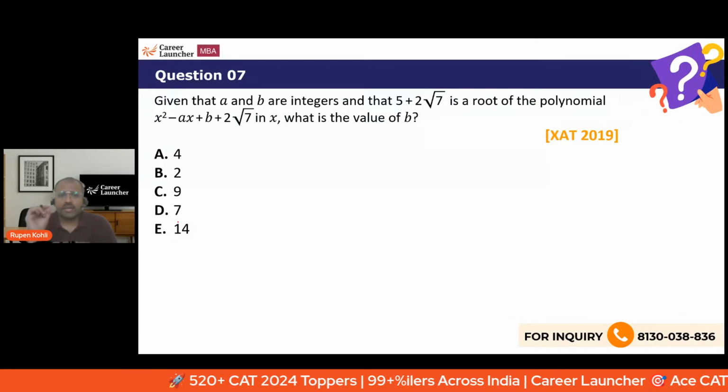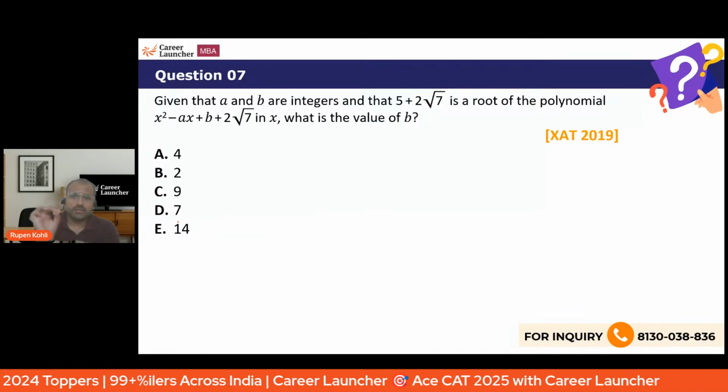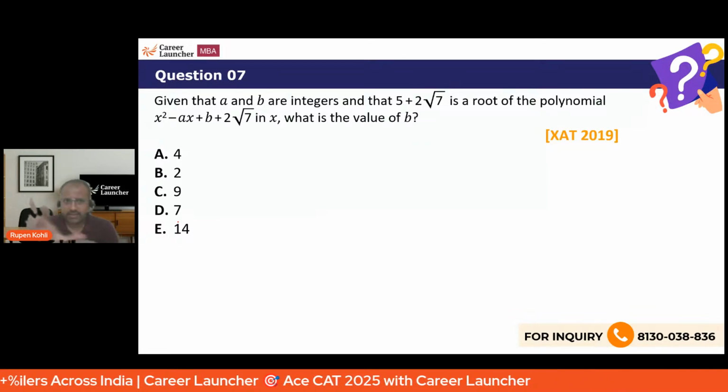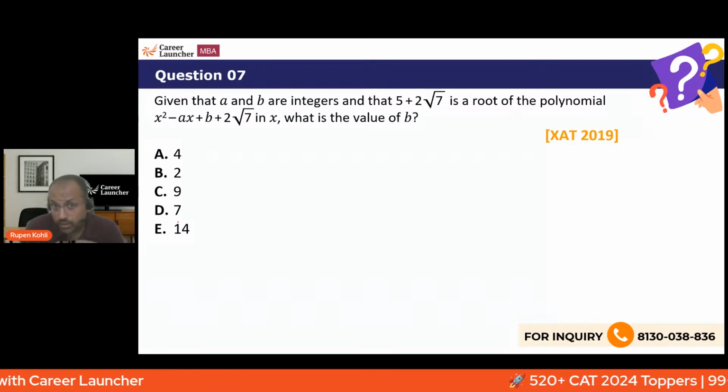Given that a and b are integers and that 5 plus 2 root 7 is a root of the polynomial, you can see a quadratic x square minus ax plus b plus 2 root 7 in x. What is the value of b? All right.